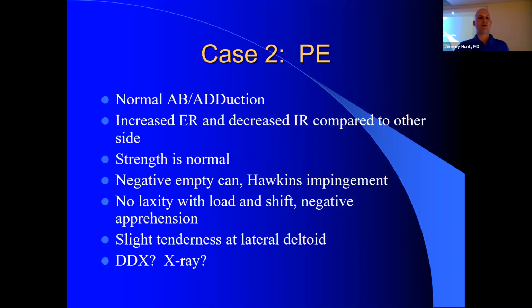There's no laxity at all, because you're so astute in your exam and checking load and shift and making sure they don't have a lot of capsular looseness. Slight tenderness on the lateral deltoid when you push there, but that's pretty much the only remarkable finding that you get on this kid. So what about this 12-year-old with just a sore shoulder from throwing? Doesn't remember anything. That exam.